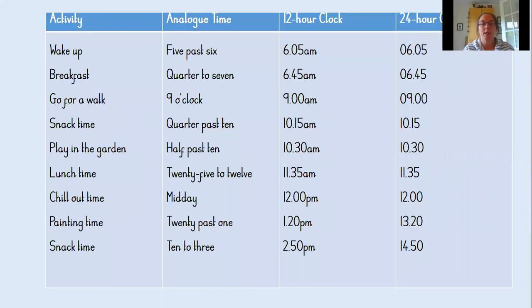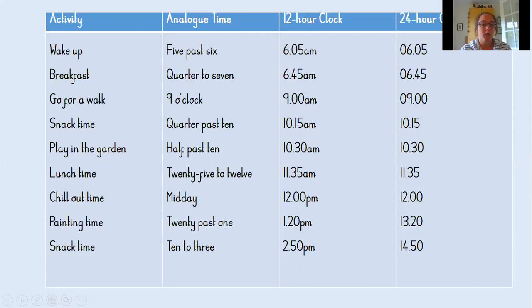So your activity this week is take a day and write yourself a little timetable of your day. So you can have your activities written down. Then what I'd like you to do is write the time 3 different ways. We've got analogue time, 12-hour clock, and the 24-hour clock, as you can see there.